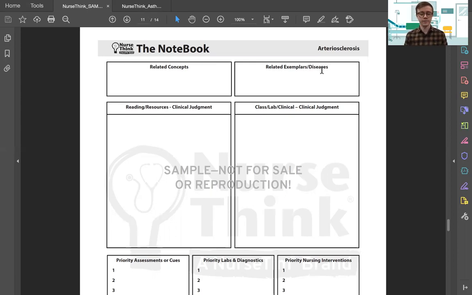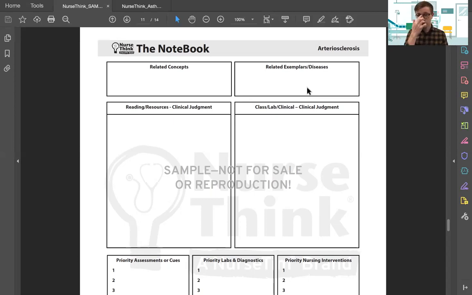So that would be like gas exchange, oxygenation, circulation, emotion, sexuality. Those are some concepts, and under those concepts are a lot of different exemplars and diseases, and that's over here. So a specific exemplar or specific disease would be asthma or COPD, and those may be under oxygenation as a concept. So when you are completing your NurseThink notebook page, we have these up here at the top.